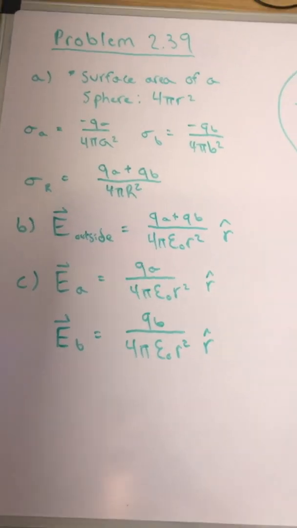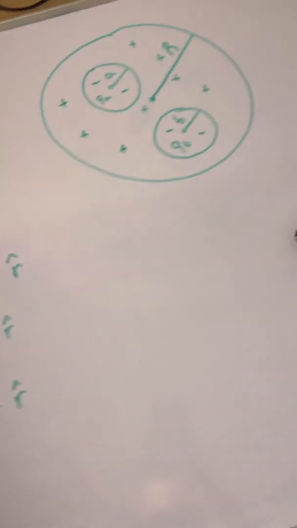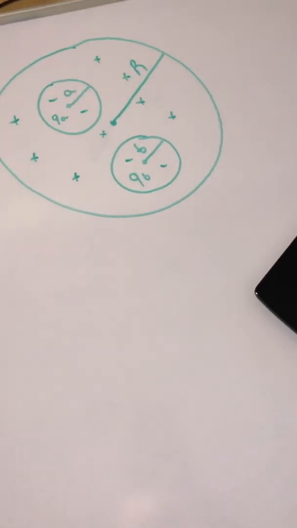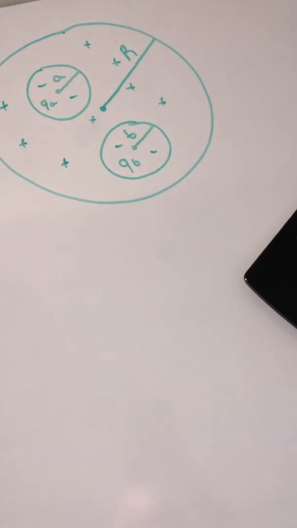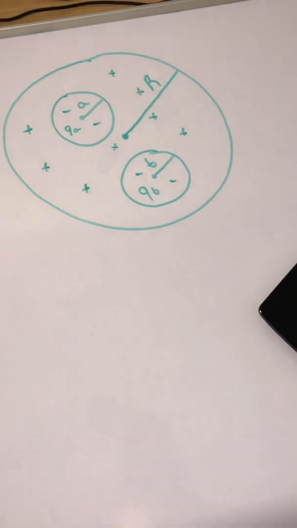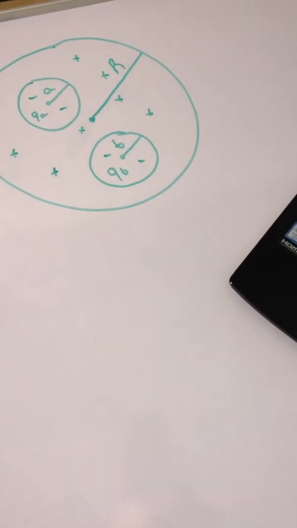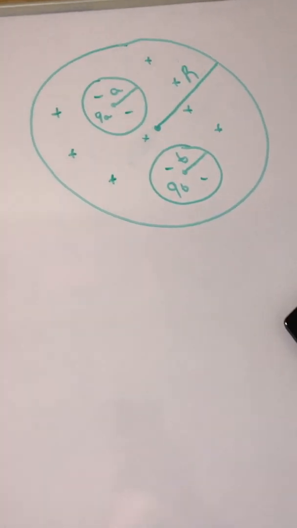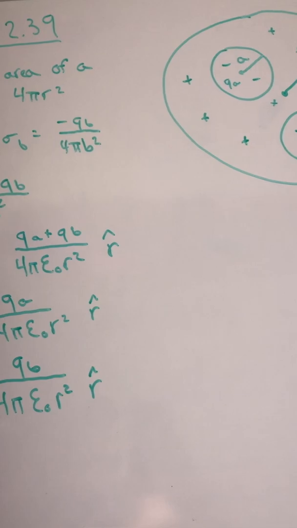Alright everyone, I'm going to be doing problem 2.39 for you guys today. Basically this problem says that there are two spherical cavities of radii a and b, which are shown right here, and they're hollowed out from the interior of a neutral conducting sphere of radius R, basically the big circle right there. At the center of each cavity a point charge is placed, call these charges Q_A and Q_B, those two. Part A wants us to find the surface charge densities.